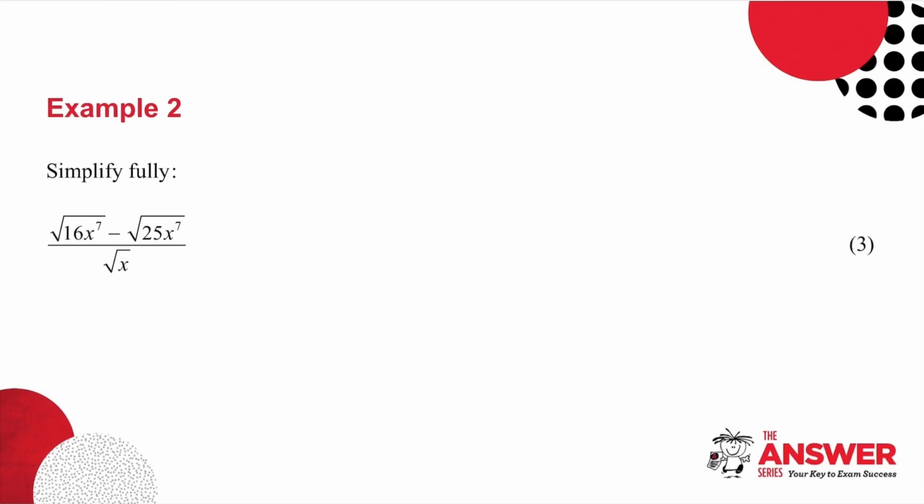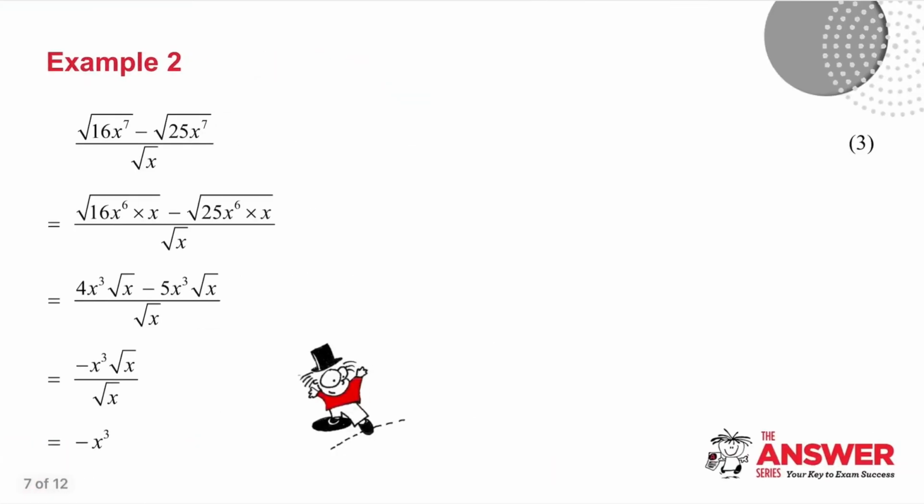Example number 2. I want you to pause the video, I want you to try this one, and then we'll look at it together. I can take the square root of 16, but I can't get the square root of x to the 7 unless I go into fractions, which I don't want to do. So what I do with the x to the 7 is I break it up into x to the 6 times x. Now x to the 6 I can take the square root of. I do the same with this x to the 7 as well.